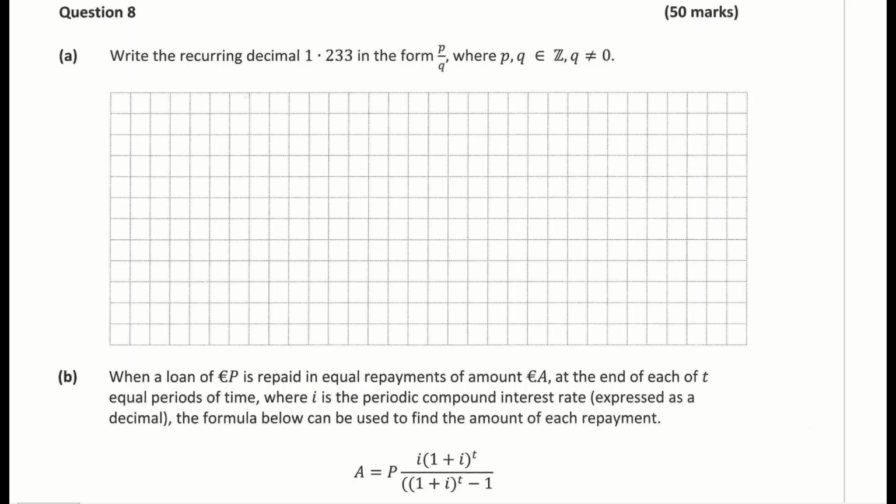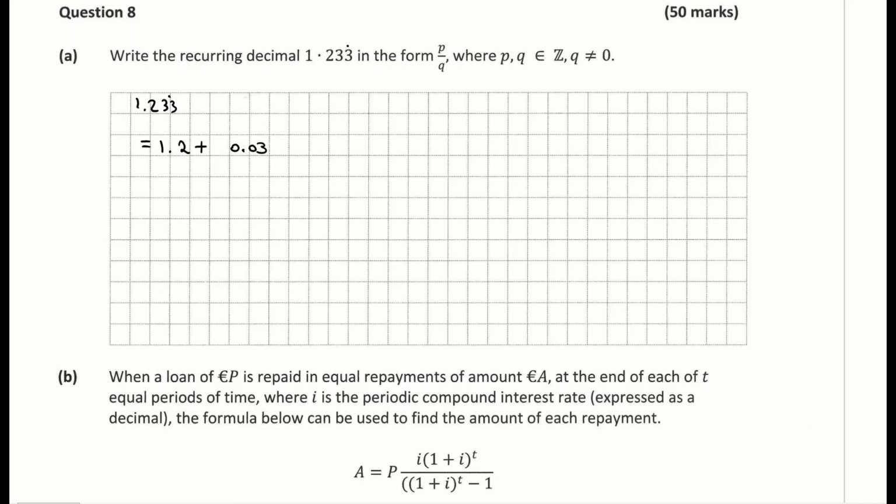Question 8, part A: write the recurring decimal 1.233 in the form p over q. Now there should be a dot above that final 3, showing it's recurring, that it's continuing into infinity. So I need to write 1.23333 and so on as a fraction. How can that number be rewritten? It can be rewritten as 1.2 plus, and I'm then going to add on 0.03. Again, test these in your calculator yourself.